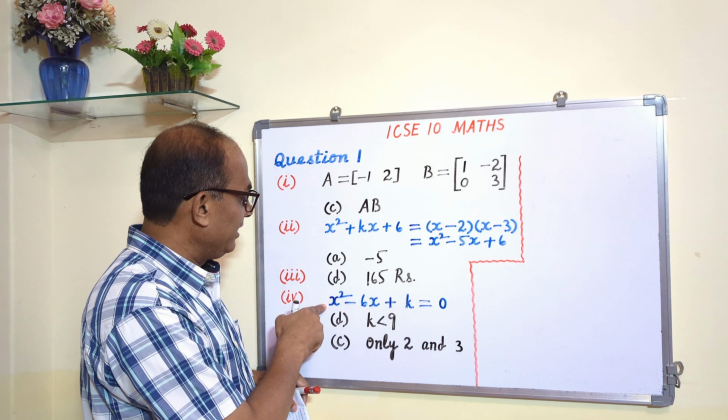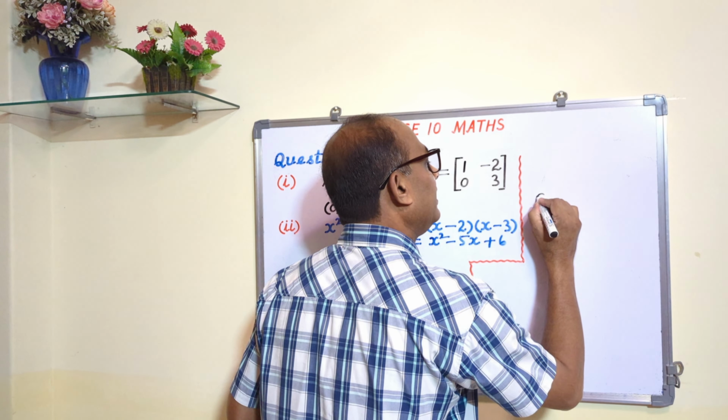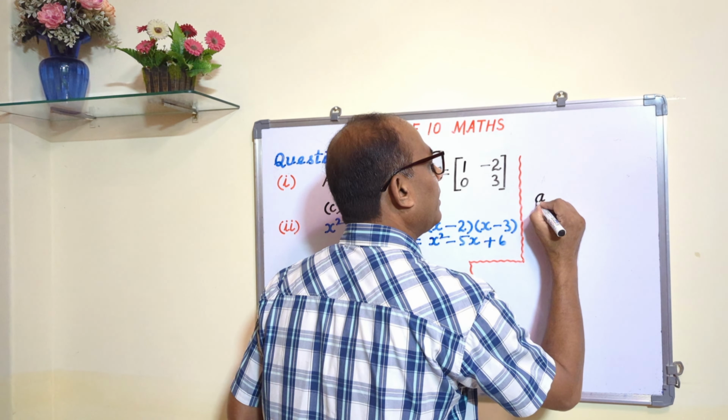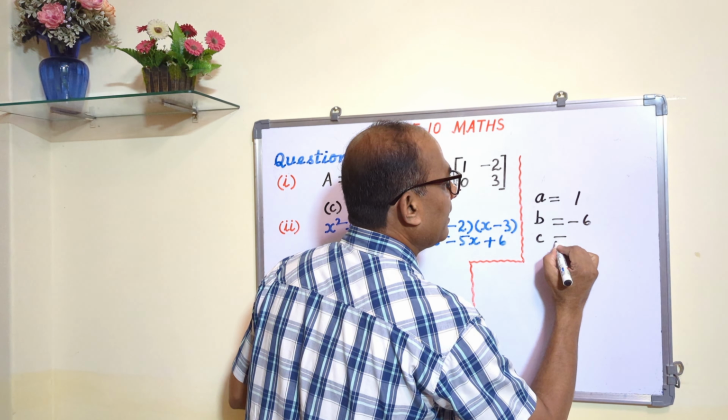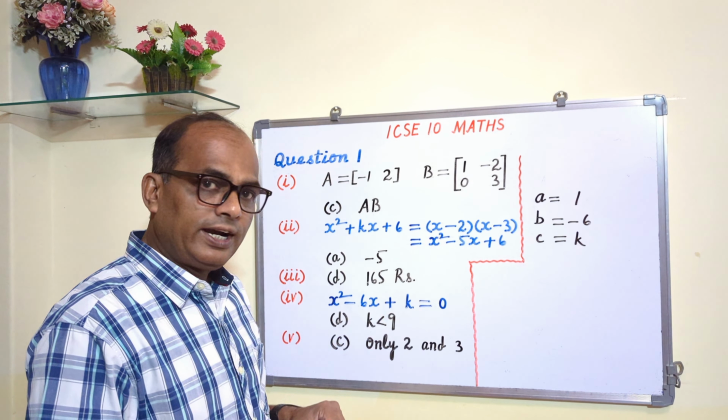If you compare this equation, x square minus 6x plus k is equal to 0, with the standard quadratic equation ax square plus bx plus c equal to 0, you will see that a is equal to 1, b is equal to minus 6, and c is equal to k. Now apply the condition b square minus 4ac is greater than 0.